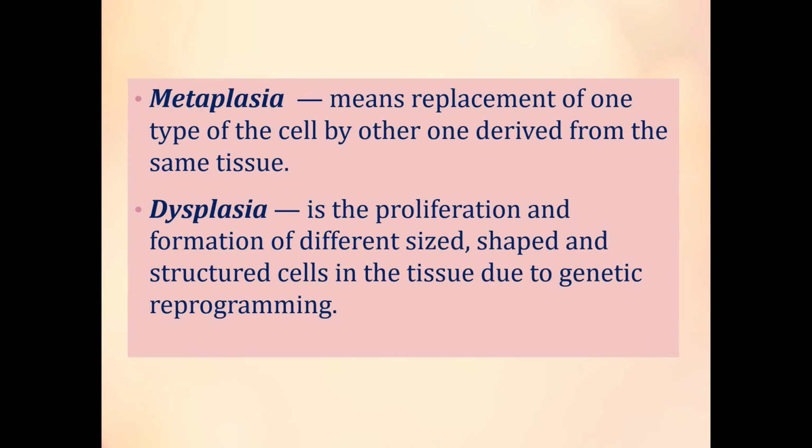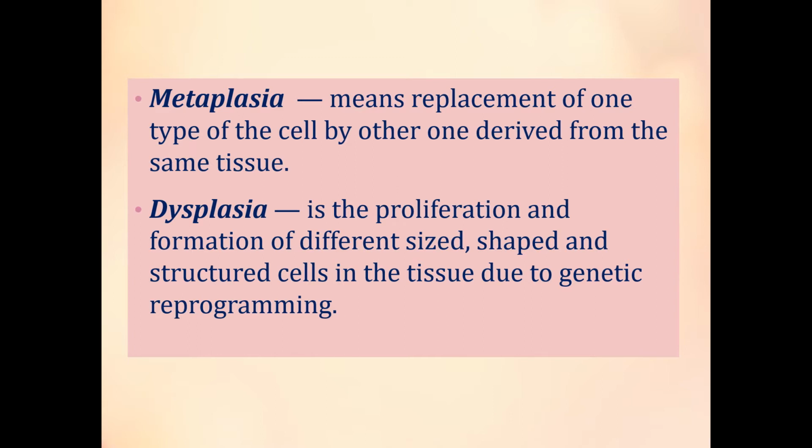Metaplasia and dysplasia. In both of them, genetic reprogramming occurs in the genome of the cells. In metaplasia, one type of cell is replaced by another type of cell originating from the same germinal layer. For example, displacement of the cylindric respiratory epithelium of the mucous membrane of the respiratory tract with squamous epithelium in smokers. And mesenchymal cells can also undergo metaplasia, for example, the ossification of the damaged area in soft tissue.